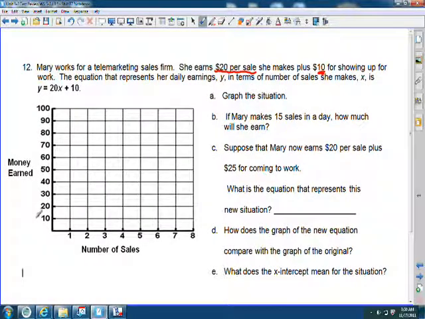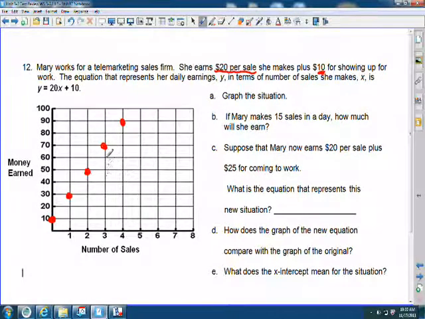Okay, so it's going to start at, now one way, if you don't know what to do with the y-intercept and slope, you can put this in the calculator, press second graph, and plot the points. But I know the y-intercept is 10. The slope is up 20 over 1. Up 20, to the right 1. Okay, so here is the number of sales.